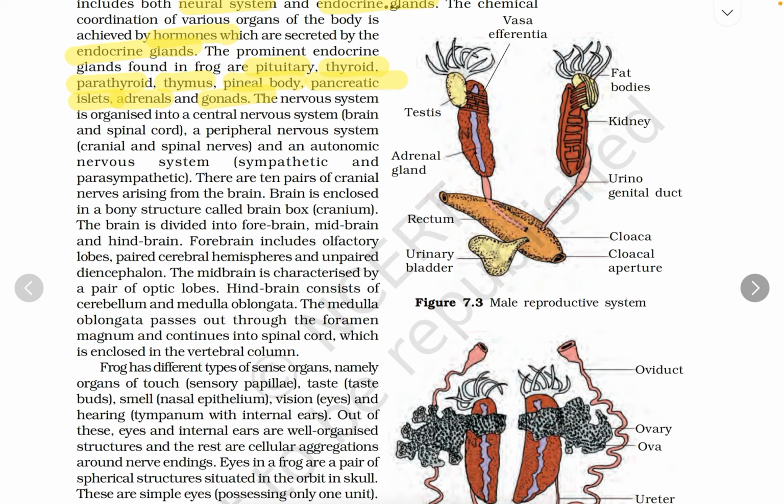The nervous system is similar in humans also. It is organized into the central nervous system and the peripheral nervous system. The brain and spinal cord constitute the central nervous system, and the peripheral nervous system consists of cranial nerves and spinal nerves, and the autonomic nervous system, sympathetic and parasympathetic. The autonomic nervous system means the nervous system that functions autonomically. The body shows various reactions to different stimuli, and that is done by the sympathetic and parasympathetic.